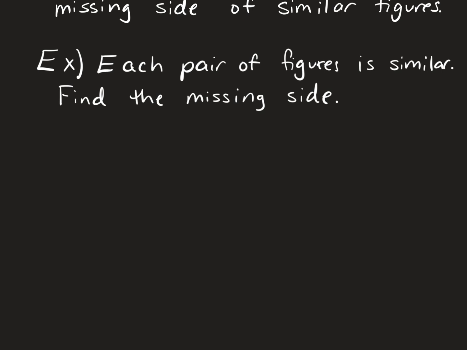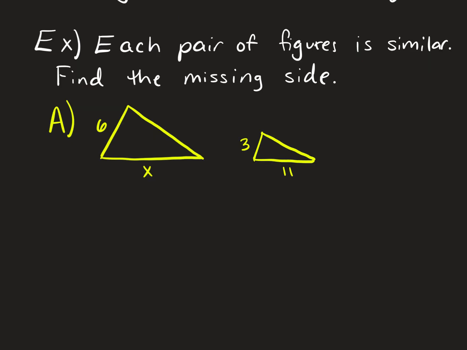Find the missing side. In our first problem, problem A, we have two triangles that are similar. Also, we could say they're proportional. I can see that the segment labeled 6 and the segment labeled X correspond to the segments labeled 3 and 11 on the other triangle. And by noticing which sides correspond, I've set up a proportion that I can solve.